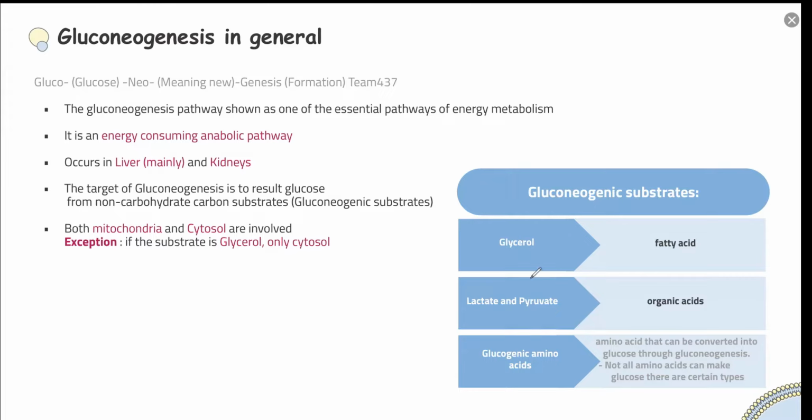So these are the three major substrates of gluconeogenesis. Number one, we have glycerol, we have lactate and pyruvate, and then we have glucogenic amino acids. These are the substrates that are used as the starting or raw material needed for gluconeogenesis to take place.